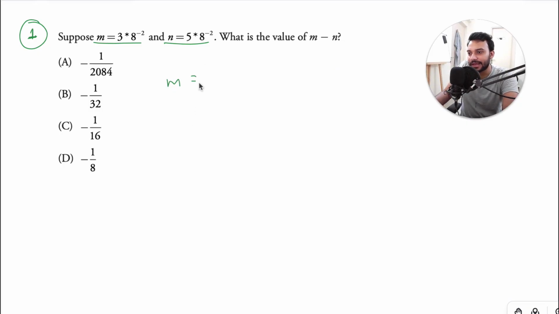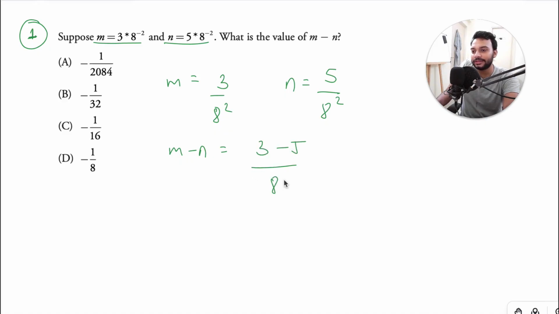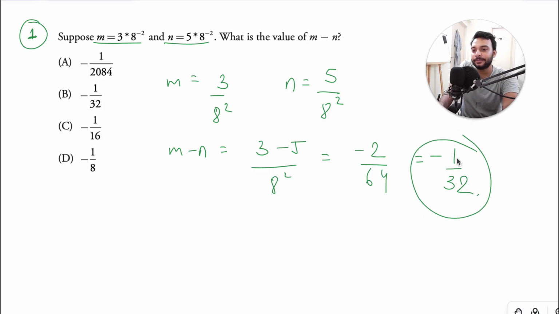M is equal to 3 over 8 squared, because 8 raised to the power negative 2 means 1 over 8 squared. N is equal to 5 over 8 squared, again with the same logic. Now if we do m minus n, that means 3 minus 5 over 8 squared, which is negative 2 over 64 or negative 1 over 32. That's a simplified answer, and that's option B. Let's go ahead.